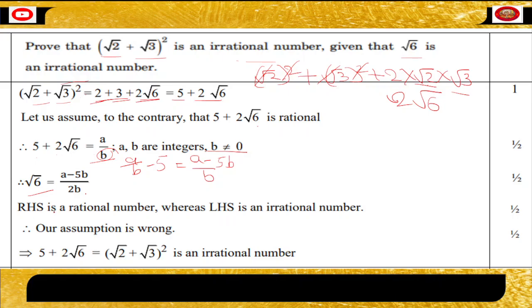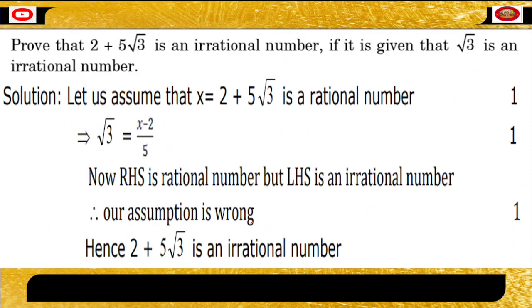Next, RHS is a rational number, whereas LHS is an irrational number. Our assumption is wrong. Therefore, 5 plus 2 root 6, which is root 2 plus root 3 whole square, is an irrational number. Understand, students? The next question.